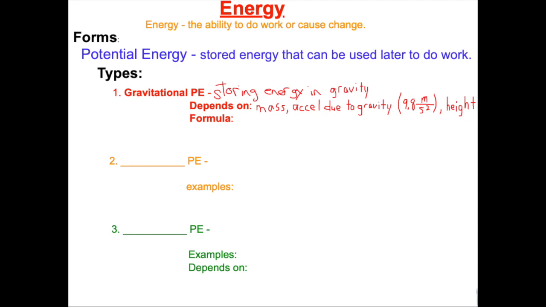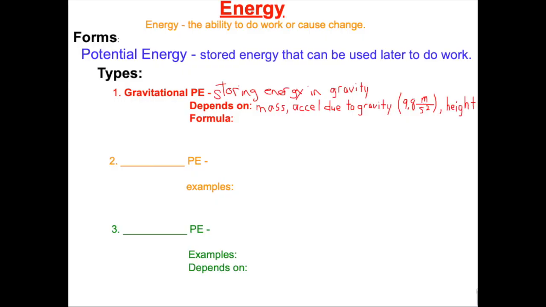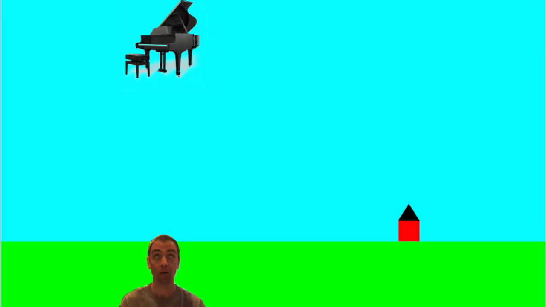Finally, GPE also depends on the height off of the ground. If this object was not held as high, it wouldn't cause as much damage to my head. I think you instinctively know that the larger the mass and the higher the height, the more energy it has, the more damage it can cause. It would not be a good idea to stand under a really big piano that's really high off the ground.